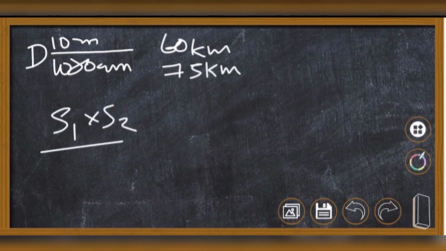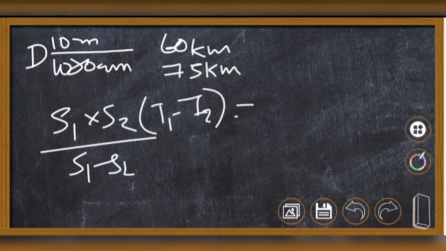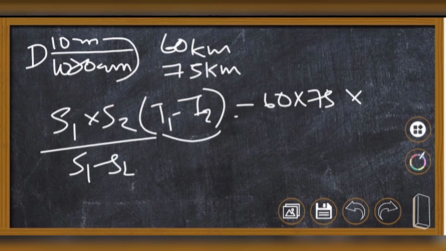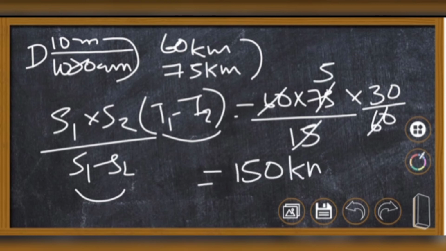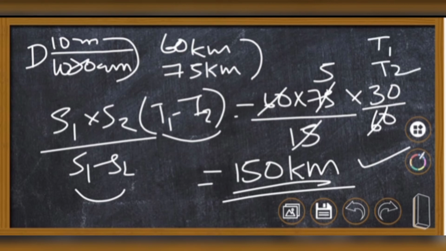S1 into S2 divided by S1 minus S2, into T1 minus T2. So what is S1 S2? 60 into 75, into T1 minus T2, that is 30 minutes, so 30 by 60, divided by S1 minus S2, that is 75 minus 60, which is 15. So 15 and 75 get cancelled by 5, 60 and 60 get cancelled. So it is 150 kilometers. So we get the answer in seconds. If we apply the formula, we will get the answer very quickly. Try to memorize this formula and use this in examinations.